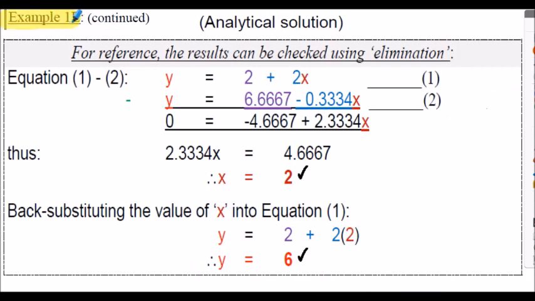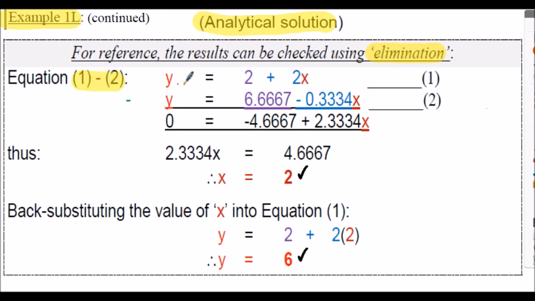Example 1L continued. This is the analytical solution to the problem shown on the previous page. We covered analytical techniques in a previous presentation, and I'm using the elimination process in this particular slide. The main essence of this presentation is to solve the equations graphically, but for those of you interested in the analytical solution, in this process we're going to subtract equation 2 from equation 1.